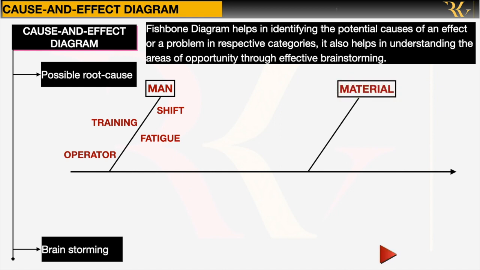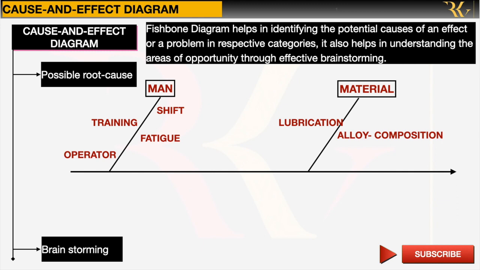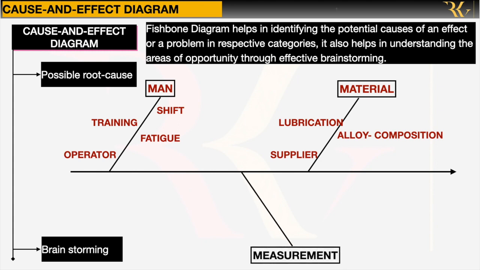Material: if the material used is not of the right quality, then there will be possible errors, like alloy composition. For example, if we have to deep draw a metal sheet, then deep draw material is required, which has a different composition. Lubrication: if material is not used with proper lubrication oil, then there will be flaws in the part. Supplier: any material from a supplier will also contribute to error because different suppliers have different procedures to produce the material. Measurement: inspector skill also contributes to the checking method of a part.